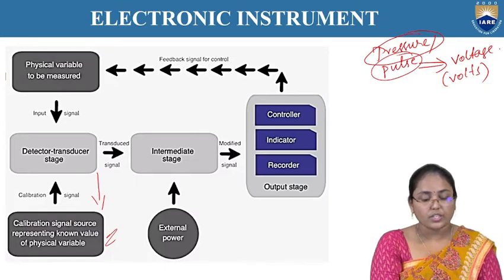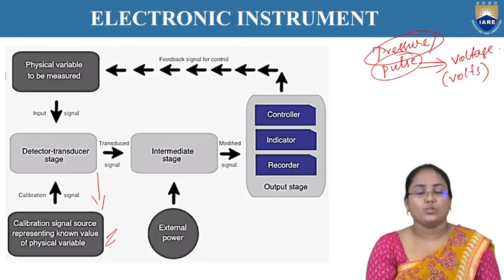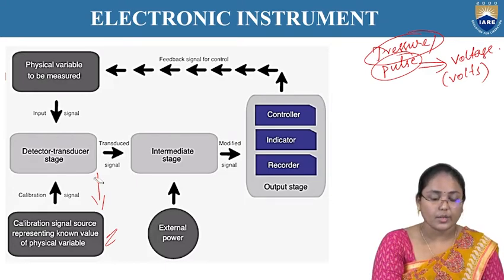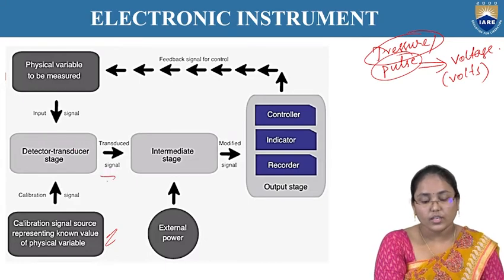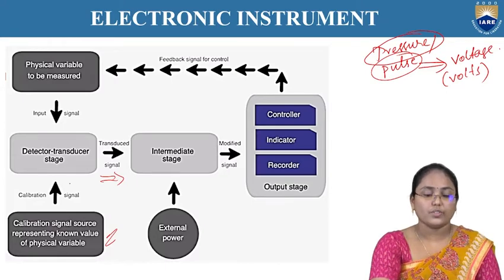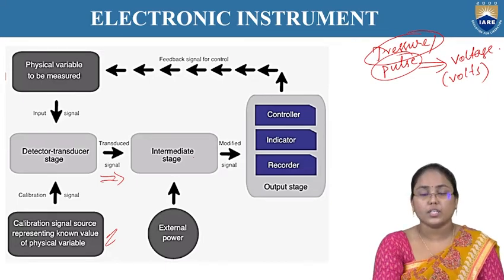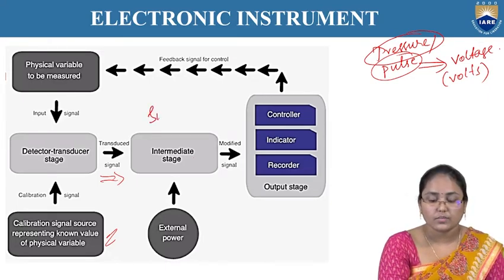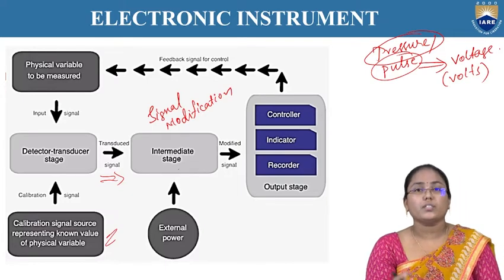Based upon the calibration signal source representing the known value of the physical variable, that calibration signal will be given to the transducer stage. So this transducer takes the input from the physical variable to be measured, and the calibration signal is also given to the transducer, and the transducer signal will be generated with respect to these two inputs. Now in the intermediate stage, again the same thing happens. Here the signal modification is being done in the intermediate stage.